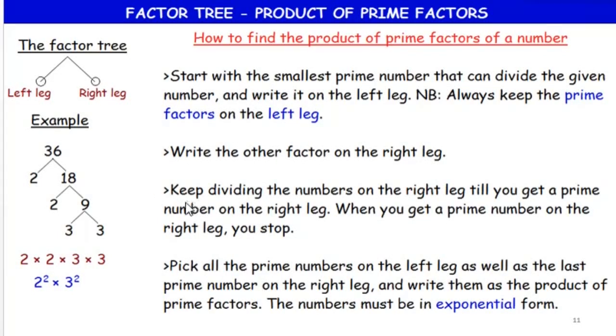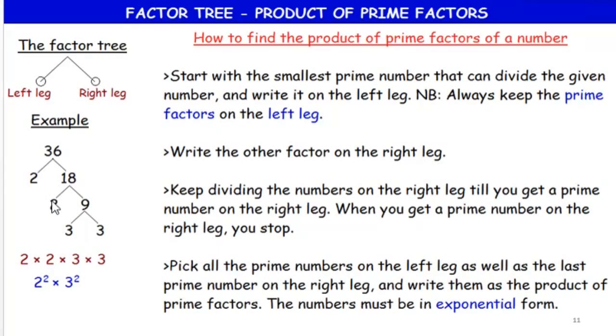So we are going to keep dividing the numbers on the right leg till we get a prime number on the right leg, right? So we have 18 on the right leg over here. Now, so long as this 18 is not a prime number, we are not going to stop. We are going to open another factor tree. Then we are going to go through the same procedure.